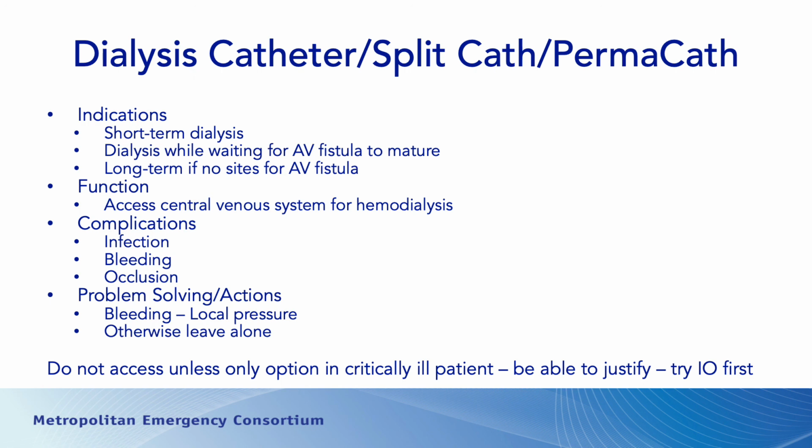If you have a patient where you can't get vascular access via an IV or an intraosseous device, and there's a catheter present and you have to access it or the patient's going to die, then okay, access the device. But try every other option, consider every other option before you go to accessing the dialysis catheter. If you have to, go to an IO before you access the catheter.